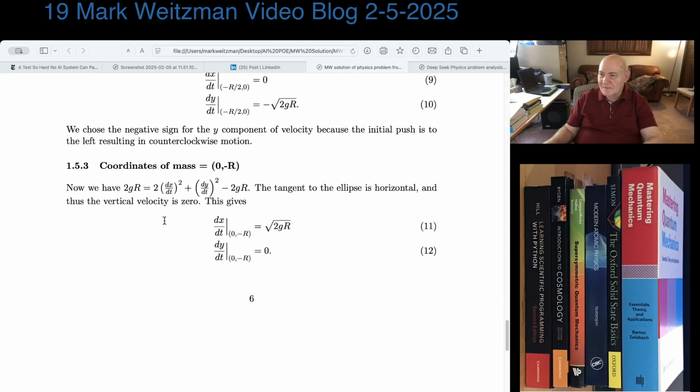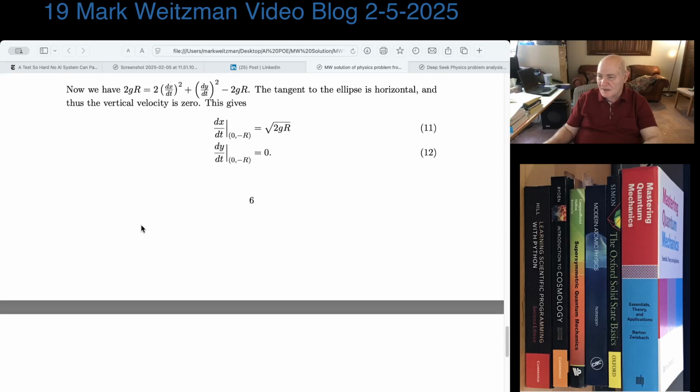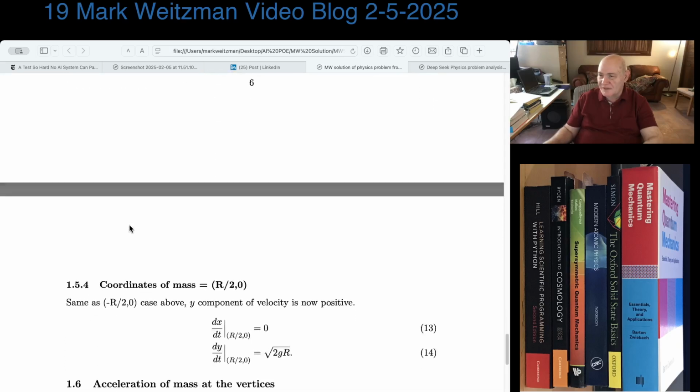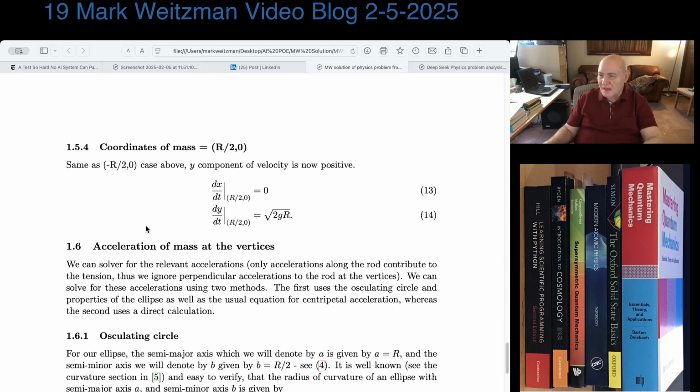Then at the bottom, we can again use the equation. Now we have a potential energy of minus 2gr. The tangent is horizontal, so there's no vertical velocity. So the vertical velocity is 0, and the horizontal velocity is the square root of 2gr. And so now at least we have the velocities, and that's sort of what we need to solve the problem.